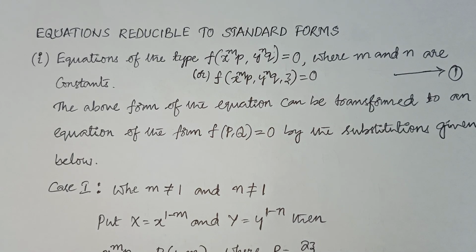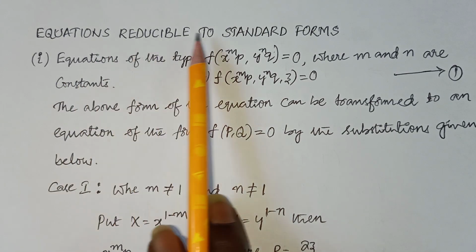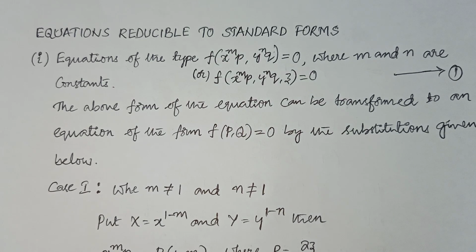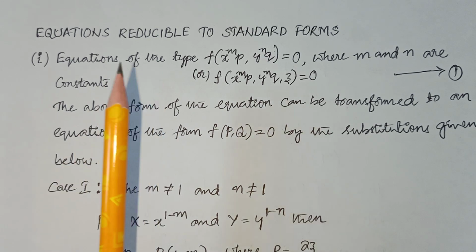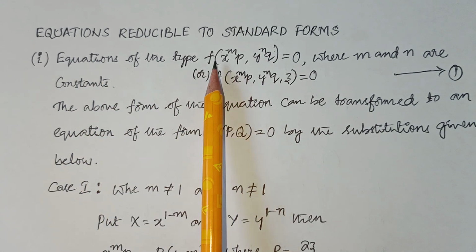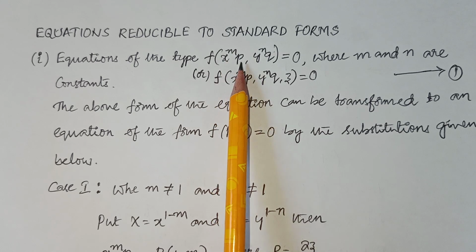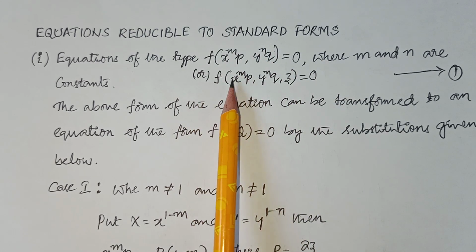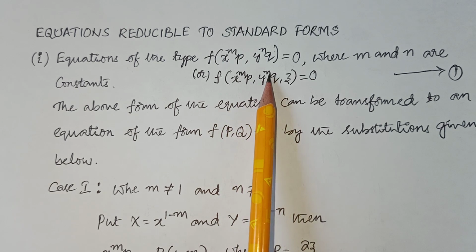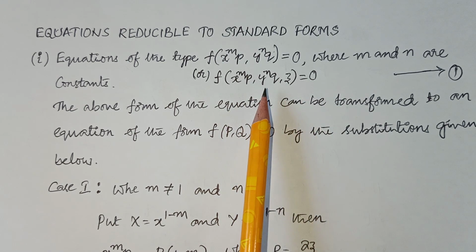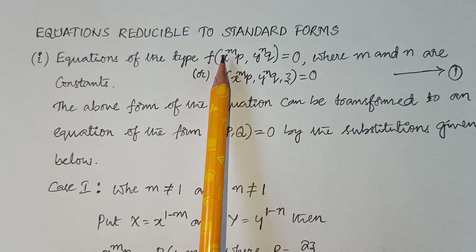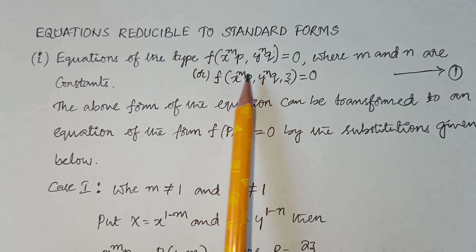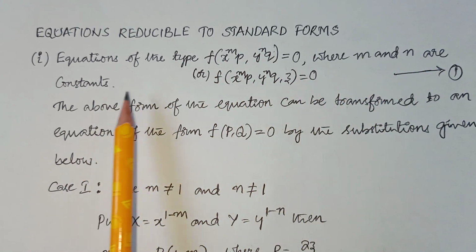Hi students, now we will discuss equations reducible to standard forms. We know that we have four standard forms. Now these are the equations of this type: function of x power m into p, comma, y power n into q, is equal to 0, or f of x comma m into p plus y power n into q, comma z, is equal to 0. Here x powers are like x square, y square, where m and n are constants.